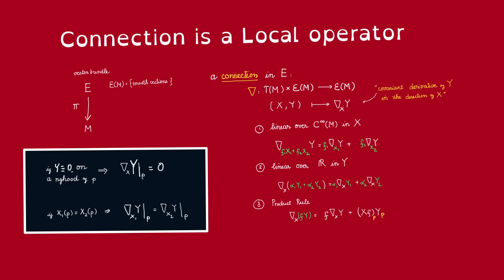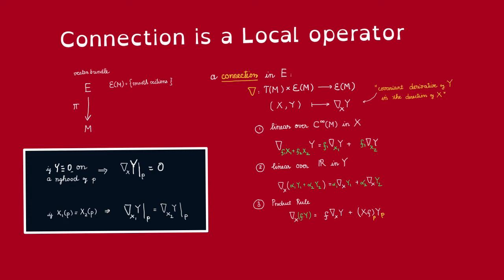Similarly, we can show that if x1 and x2 agree on a neighborhood of P, then these two derivatives agree. But now we want to show a stronger statement. We want to show that if x1 and x2 actually agree at P, then these derivatives agree. And that makes intuitive sense, right? Because we want to define this in such a way that when we take the derivative of y at P, it should not matter what happens at the other vectors. We only want to care about what happens at the tangent vector right at P.